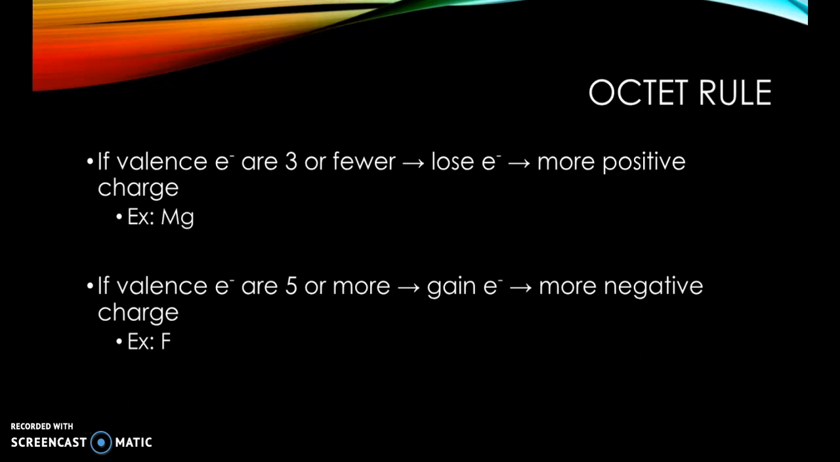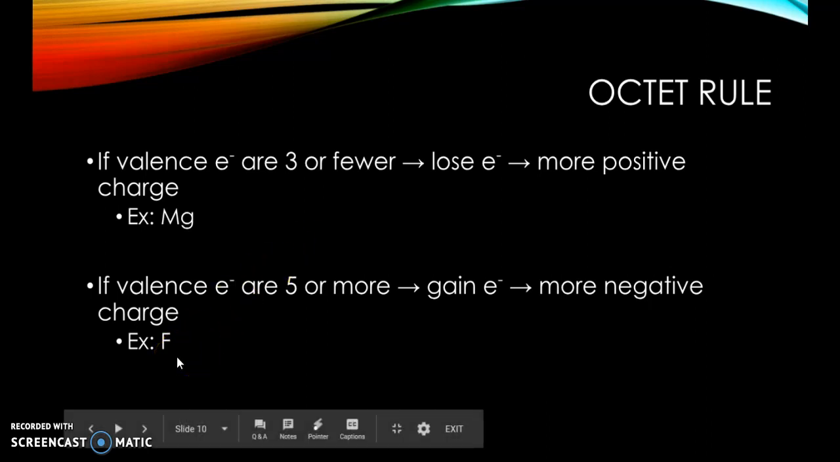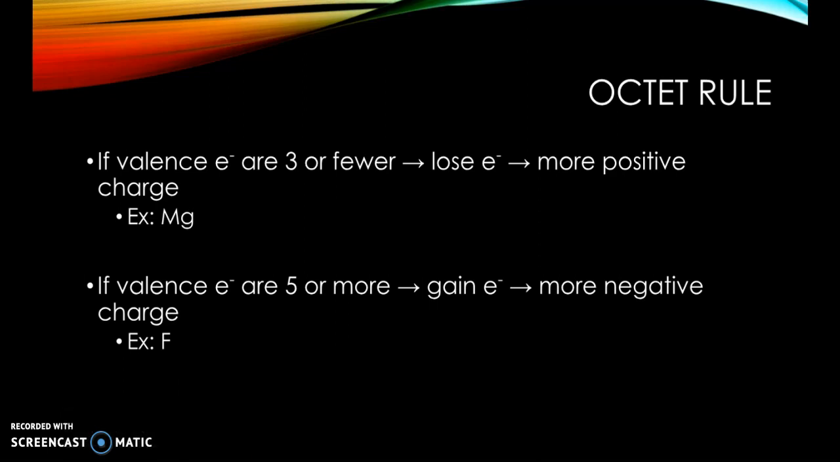If the valence electrons are 5 or more, it's going to gain electrons, and it gains as many as it takes to get to 8. So for example, fluorine, that's a halogen, that's in group 7. So it only needs to gain 1 electron to get to 8. Therefore, its charge would be 1 minus.